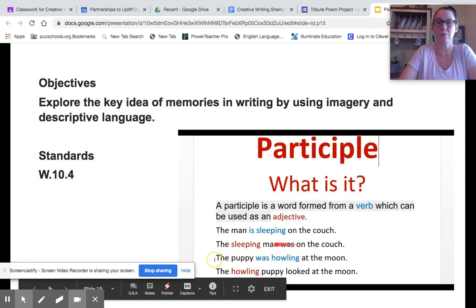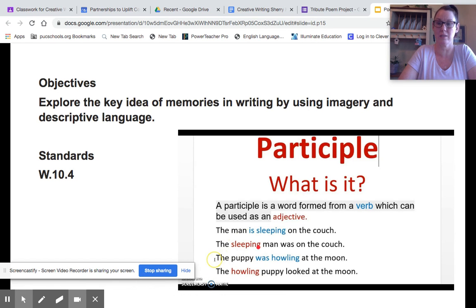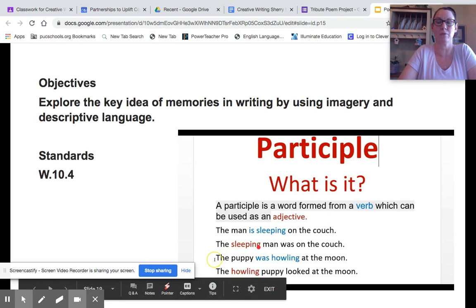And here the verb is now was on. So you should be able to take a participle out of a sentence and it should still make sense. If you think about that as you do the practice questions for the do now, it should help you. And then here's another example. We have the puppy was howling at the moon.